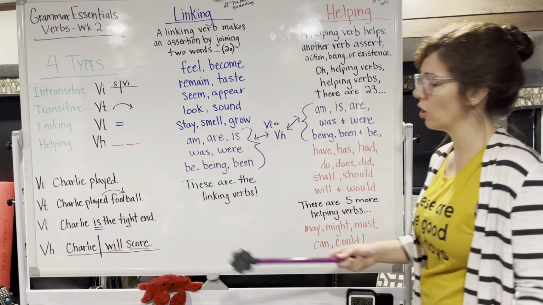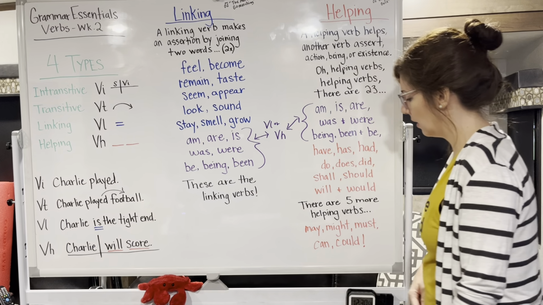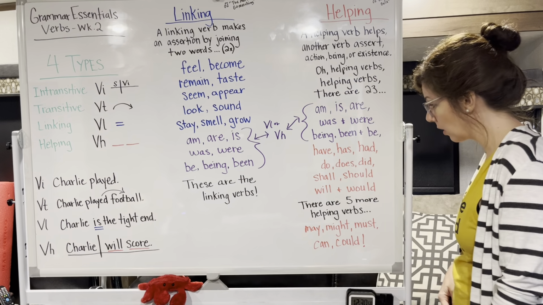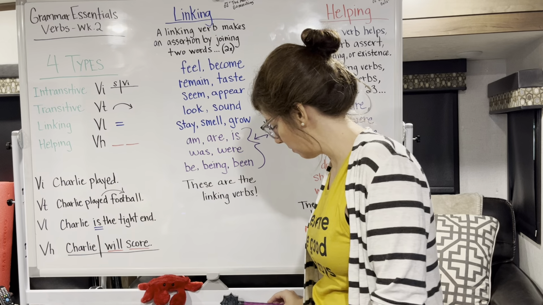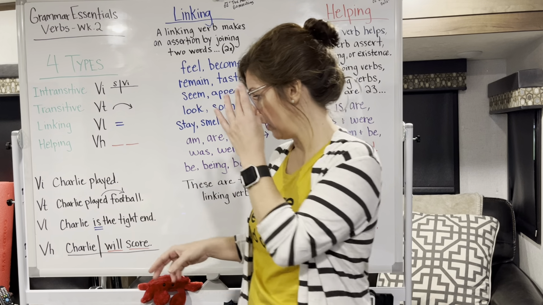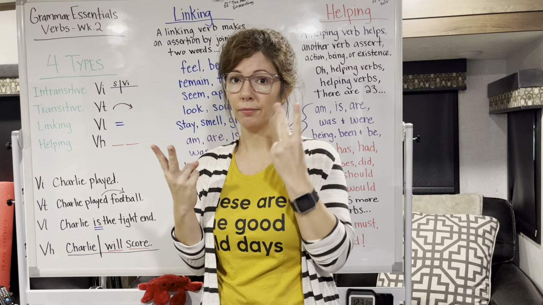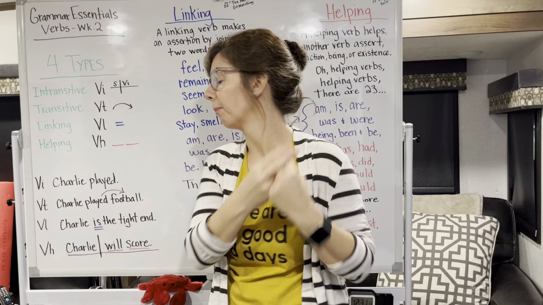If we really believe in Charlie, we could say can. Charlie can score. If we're not sure, we could say Charlie could score. Charlie should score. Helping verb. Whenever we're diagramming and breaking down our sentences, when we have a helping verb, there's going to be 2. Our verb and our little helper is coming along to help the other verb.